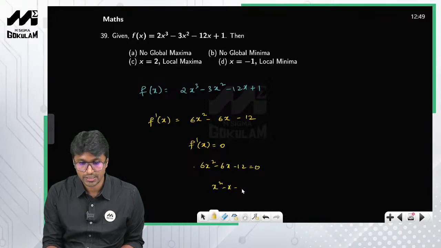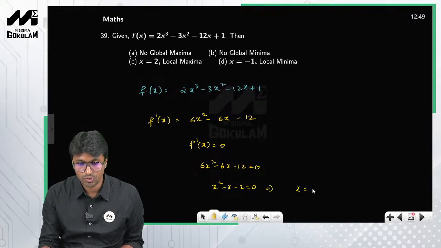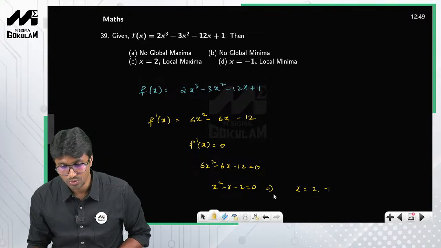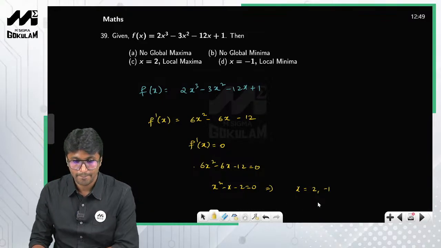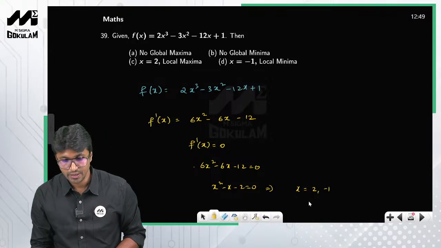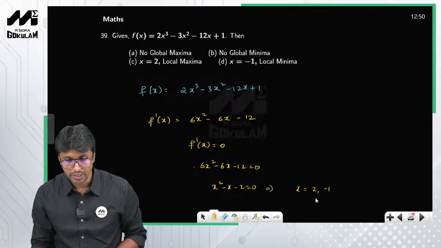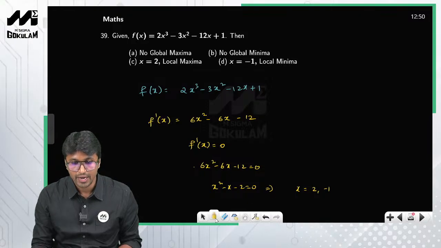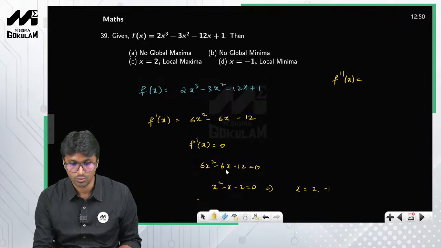So x square minus x minus 2 is equal to 0. So, quadratic equation, what are the roots of this quadratic equation? x is equal to 2 and minus 1, right? Roots of this are nothing but x minus 2 into x plus 1, and this is nothing but 2 and minus 1. And tell me, what about the second derivative? So f double dash of x is equal to 12x minus 6, right?